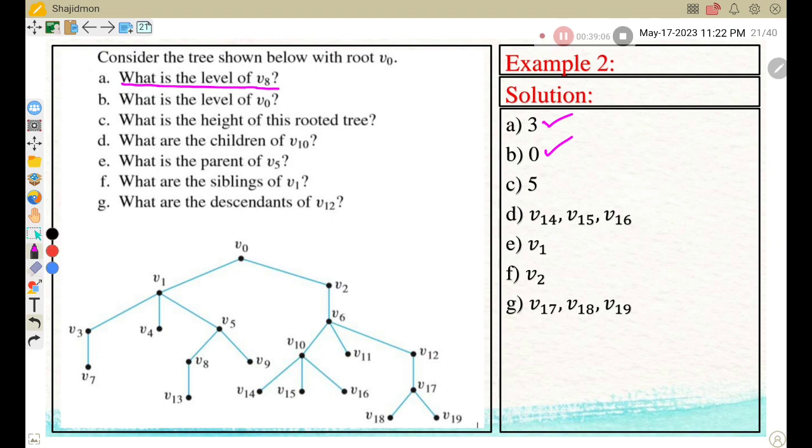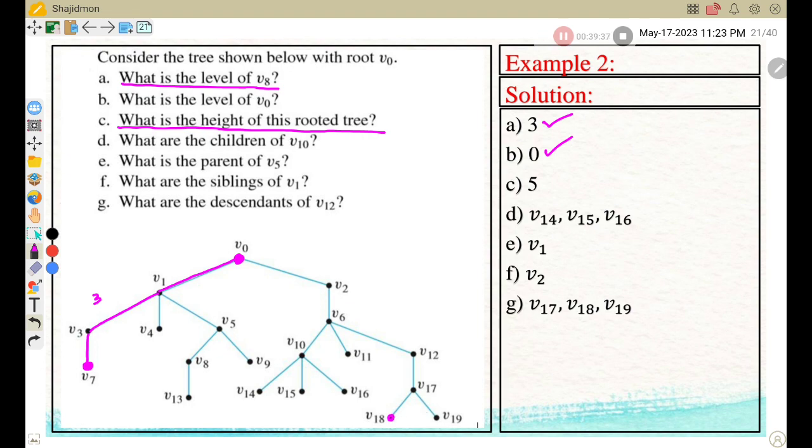Now, third question. What is the height of the rooted tree? Height of the rooted tree means the maximum level among all the vertices. So you can see what the maximum level is here. For example, if you take this vertex, what is its level? Start from the root vertex: 1, 2, 3. There are 3 edges involved, so this level is 3, correct? The maximum level is the height of the tree.